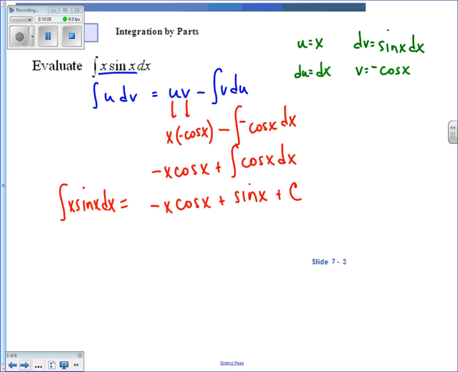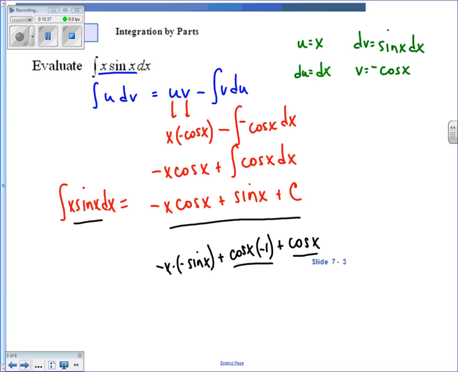So now if I want to check it, I would need to take the derivative of this side and make sure it came out to be x sine of x. So the derivative would be the first term times the derivative of the second, which is negative sine of x, plus the second term, cosine of x, times the derivative of the first, which is negative 1, and then plus the derivative of sine of x, which is cosine of x, and then the derivative of c is 0. So you'll see that the minus 1 cosine x cancels with the cosine x. I end up with just x sine of x, which is what we started with over here in the integrand.